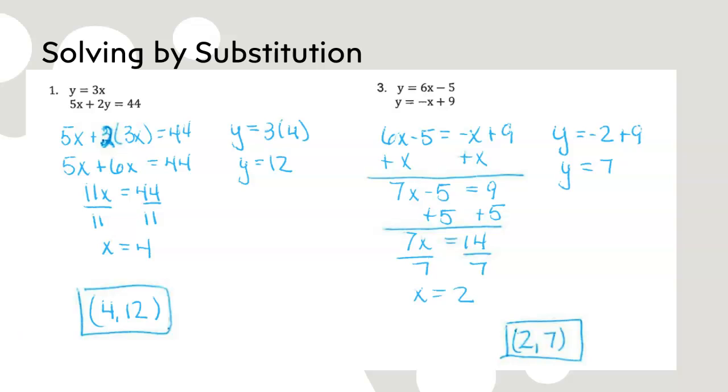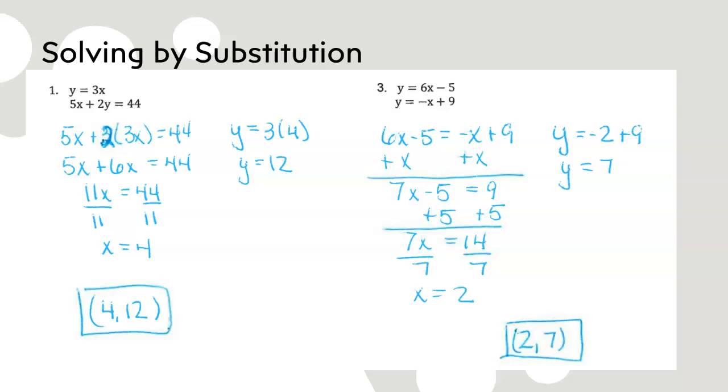Okay, we're kind of skipping around here. So this is number 3. These tend to confuse people because they don't know what to substitute. You're going to substitute the entire expression on the top for what y equals. So you're going to put 6x minus 5 in for the y in the second equation. So you end up with 6x minus 5 equals negative x plus 9. When you solve that equation, you get x equals 2.